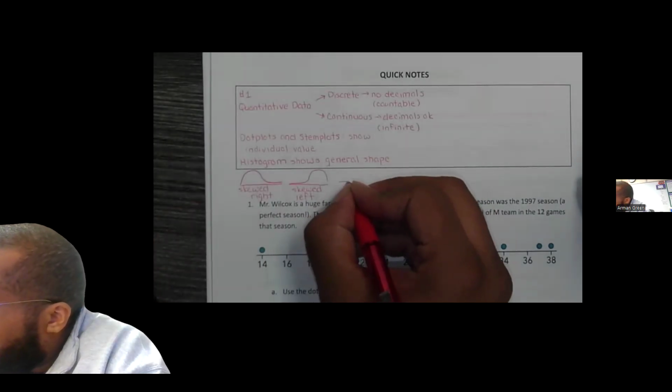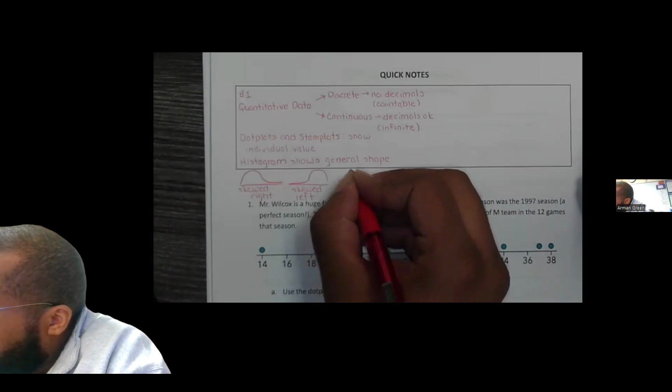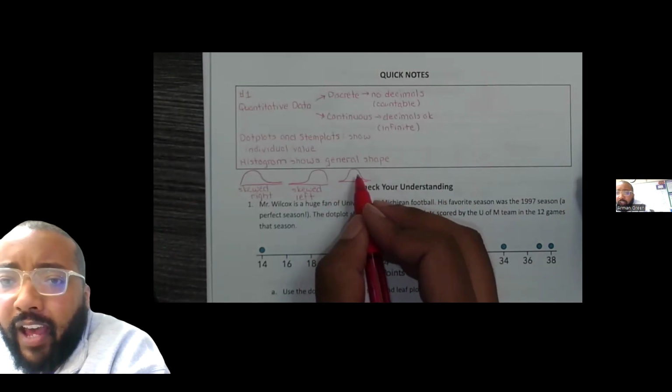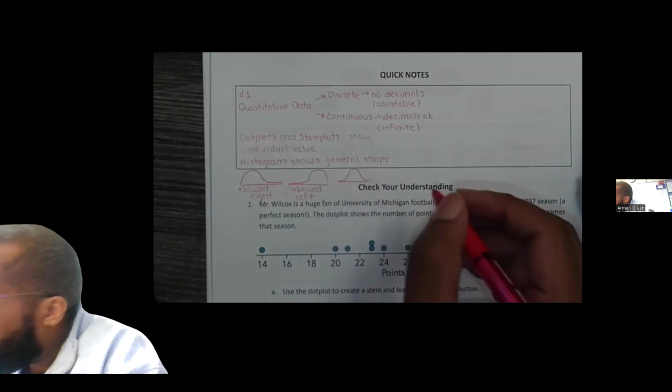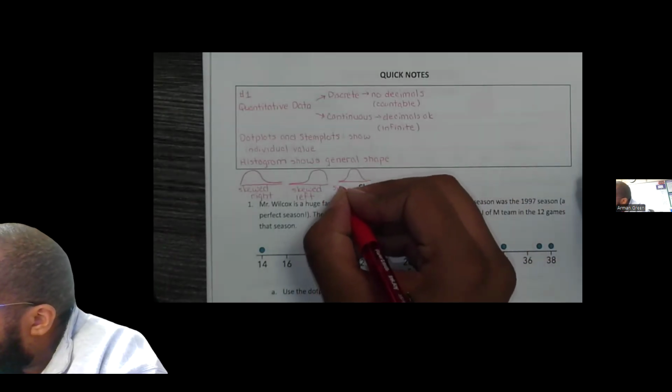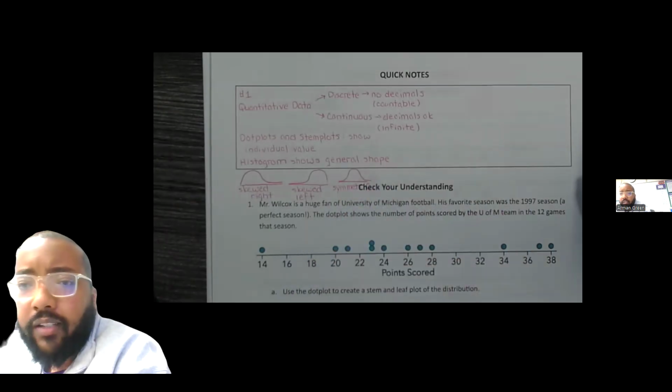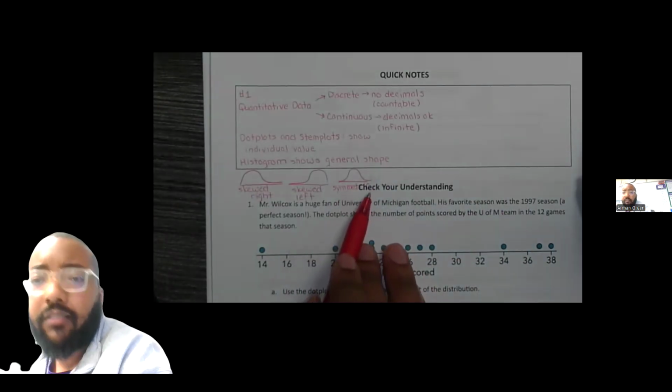Now, if we have a shape of a graph that is pretty much right down the middle, if I cut it in half and I get two equal parts, this is where we have symmetric. And excuse me if you can't see that, but again, this is called symmetric.